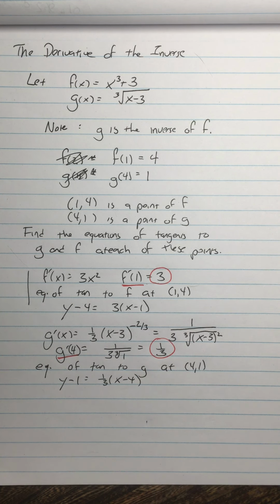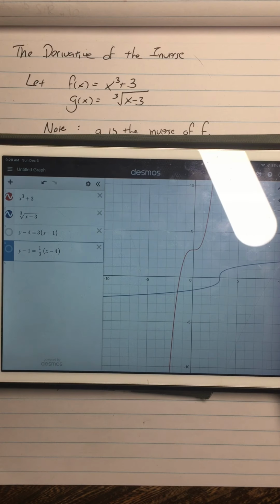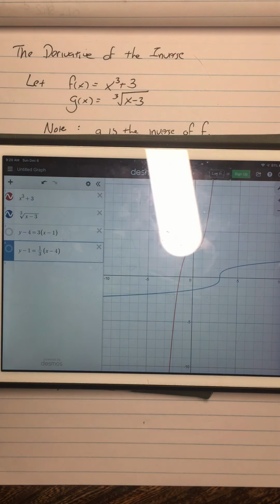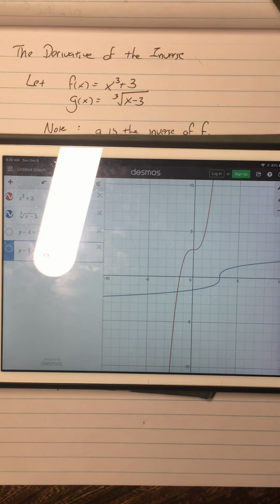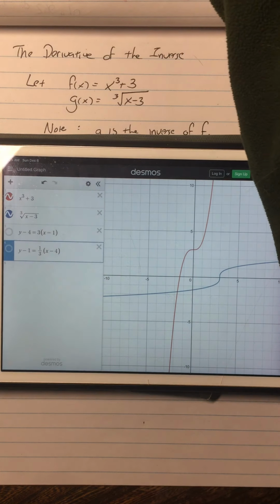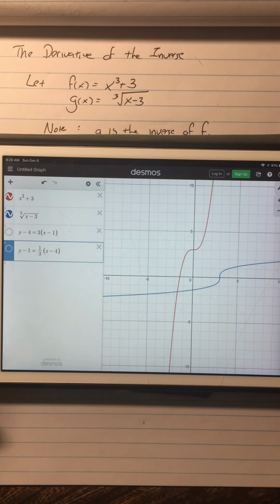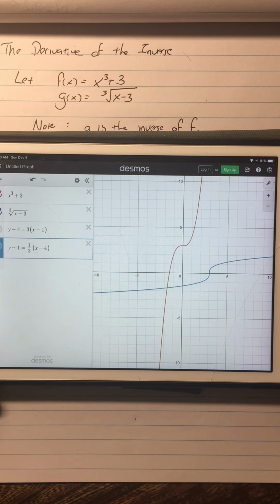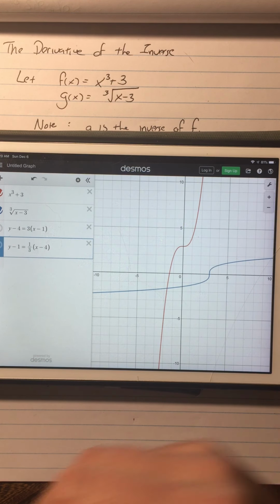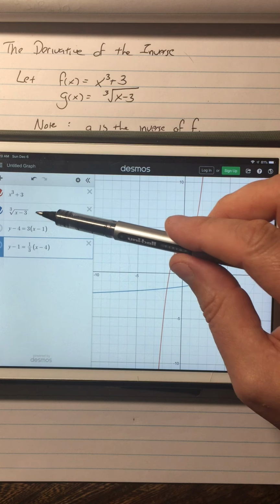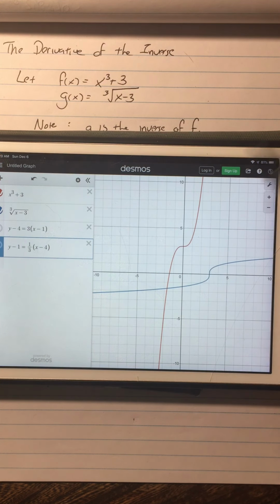All right, so let's see what that looks like graphically. Just got it on the old Desmos here. Okay, there we go. Let's just eliminate that glare if I can. Move my snazzy LED desk lamp. There we go. Okay, so here are my equations. X cubed plus 3 and cube root x minus 3. Here's the two tangent lines I just got. Let's look at them. There's the tangent to f. There's the tangent to g.